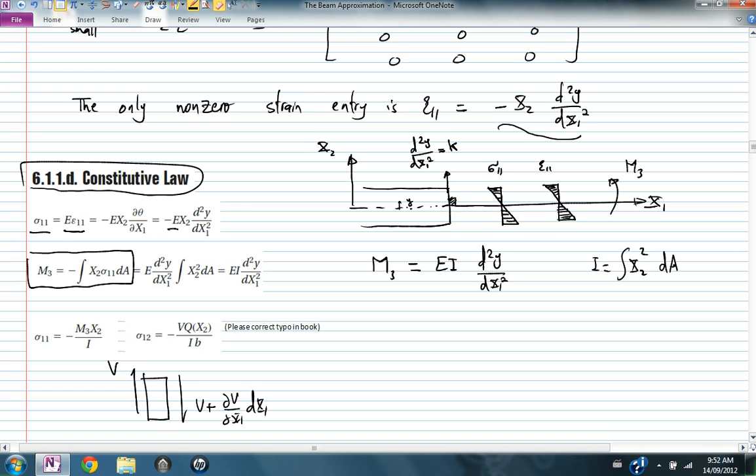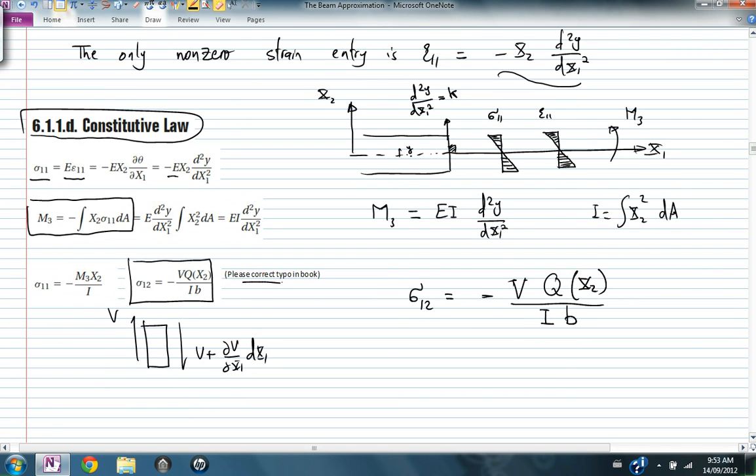So there is a shear stress without any shear strain, and this value of the shear stress can be calculated using the constitutive law, using some integration, and the shear stress is equal to negative V multiplied by a variable called Q of X2, which I will cover in a second, divided by I, divided by the width of the cross-section area.